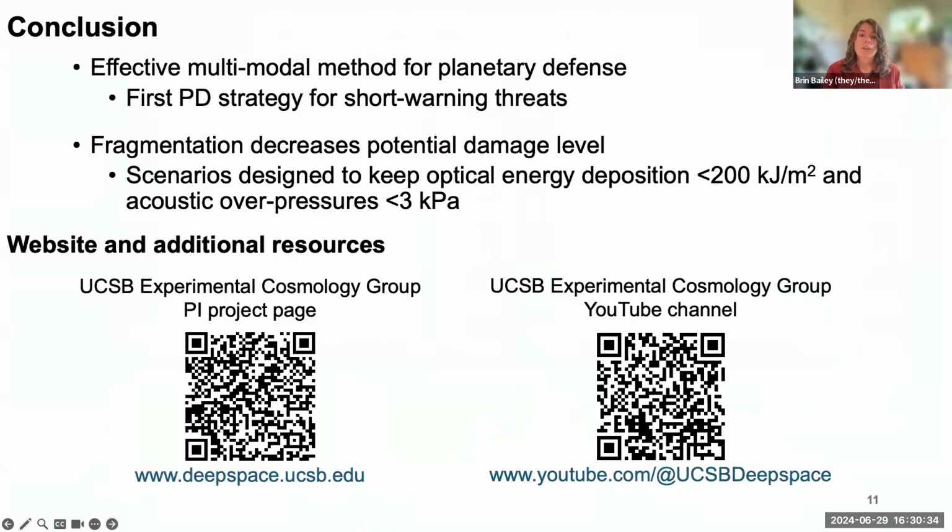And yeah, really just to conclude, our simulation suggests that PI could represent an effective multimodal method for planetary defense that really could prove effective in a wide range of threat scenarios, spanning both asteroid size and warning time. And it really represents the first planetary defense strategy that is capable of not only multimodal use, but particularly use against short warning threats. And we see that mitigation via fragmentation really works to decrease the potential damage level of these optical and acoustical ground effects in comparison to their unmitigated counterparts.